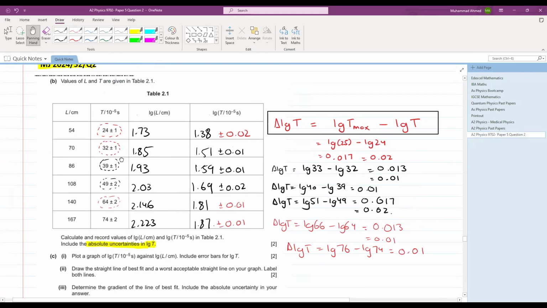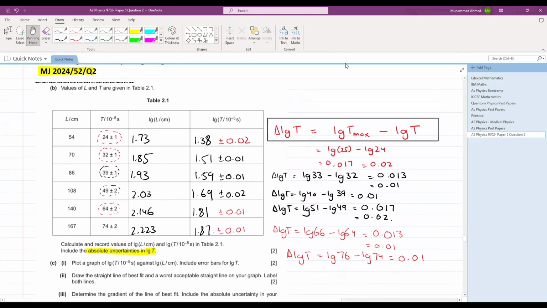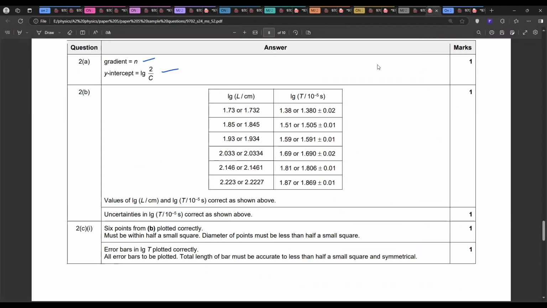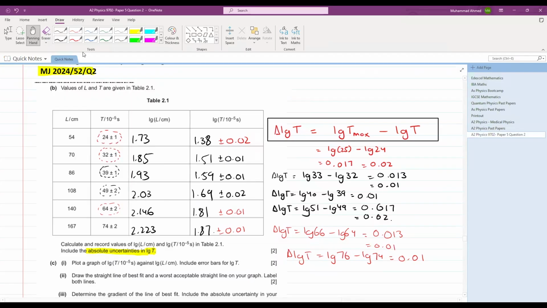Now let's see this year. This is May June 2024. Let's check the answers. Have we gotten it correct or not? If we see the answers here, the first row has the answer of 0.02, second 0.01, third 0.01, fourth 0.02, fifth 0.01, sixth 0.01. Let's check our answer as well. Only the first and the fourth row have 0.02, others have 0.01.